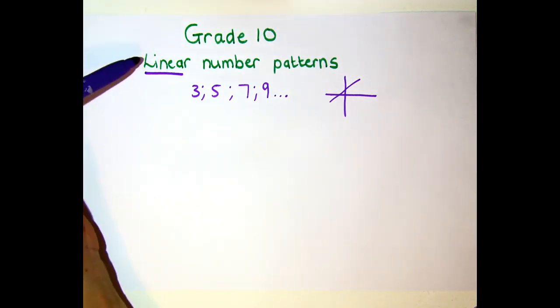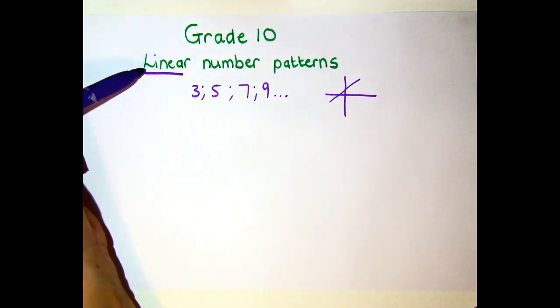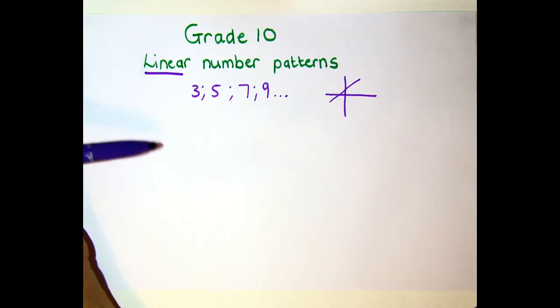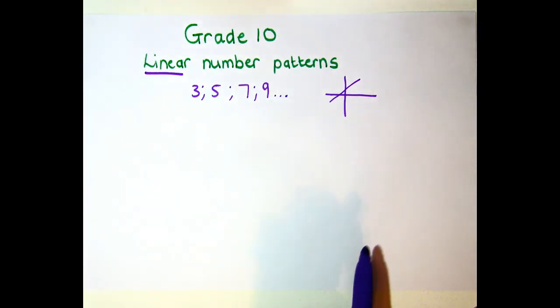So with mathematics, a lot of things cross over, and the word linear is useful because if we remember that it links to straight line graphs, and when we study those, we'll remember that linear number patterns work exactly the same way. So there are 3 different kinds of questions that you get asked when it comes to linear number patterns.